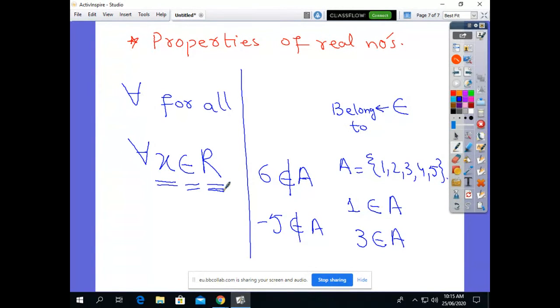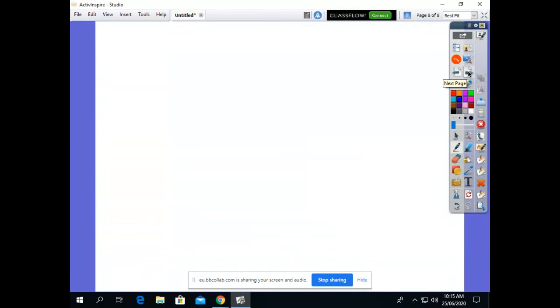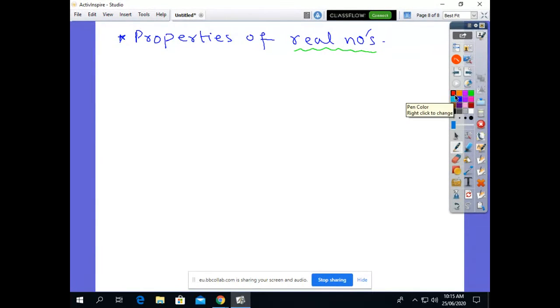Now we study the properties of real numbers on page number 39. Here the given set is the set of real numbers, in which all rational and irrational numbers are contained. The first property under addition is the closure law, or closure property.